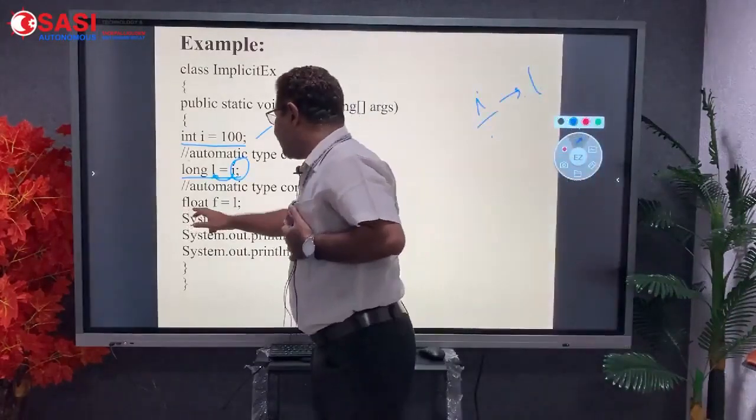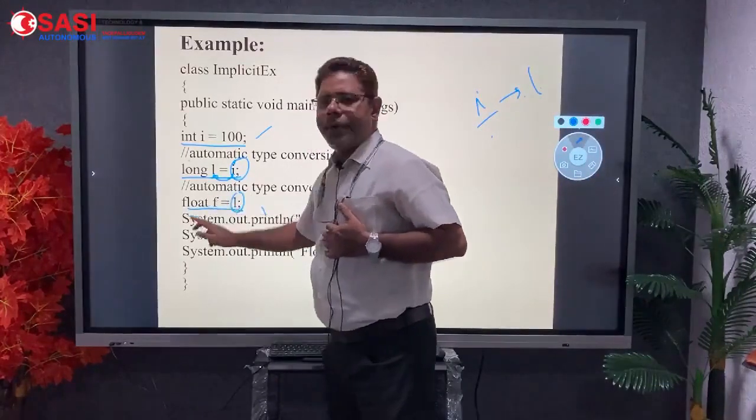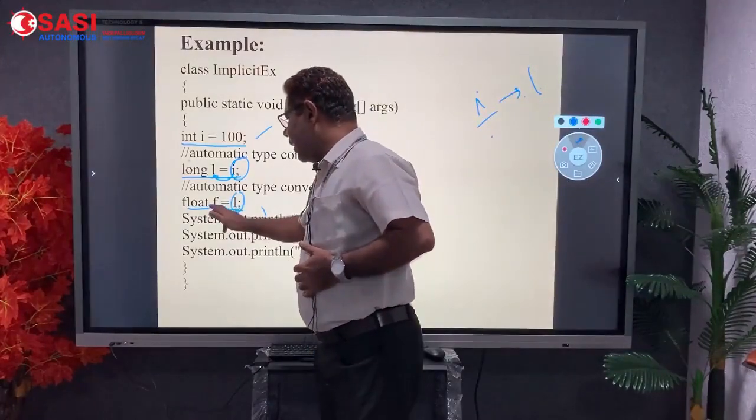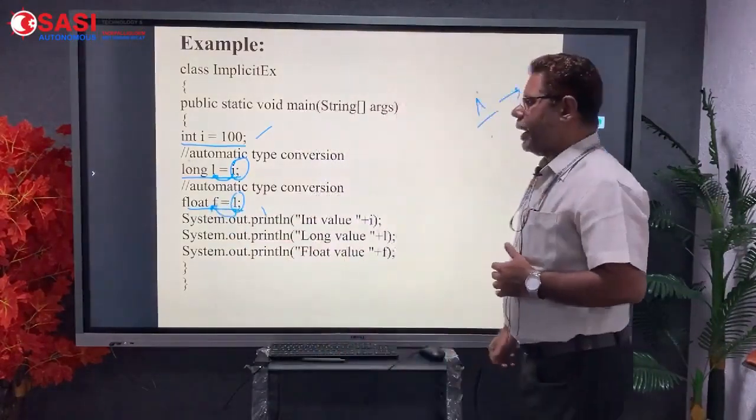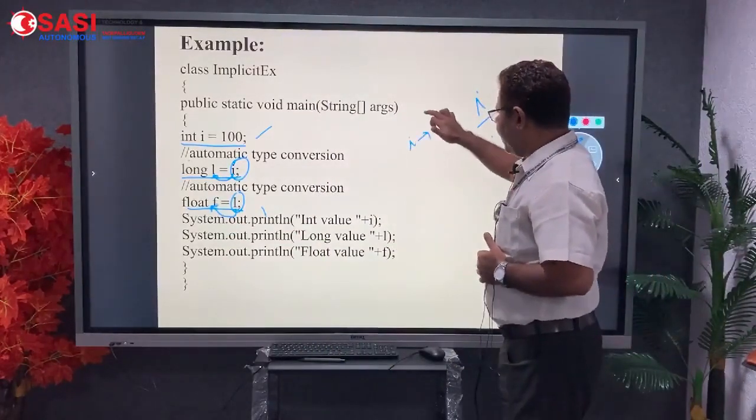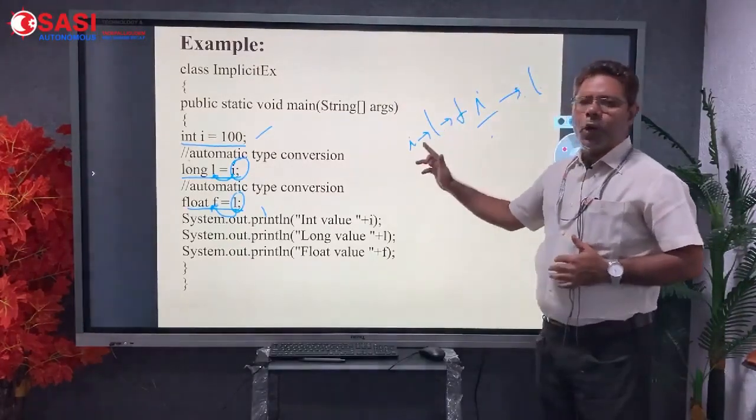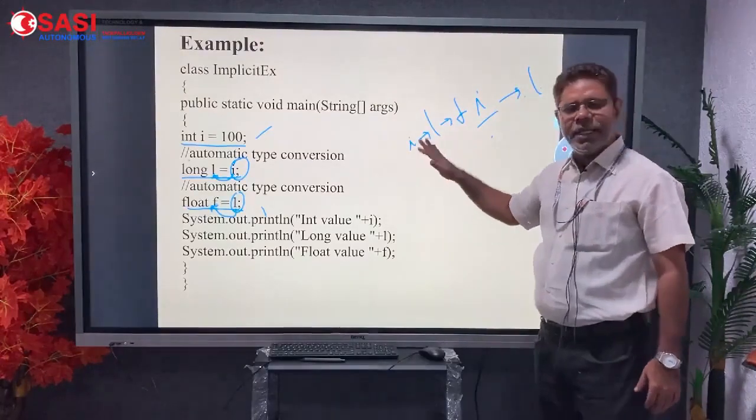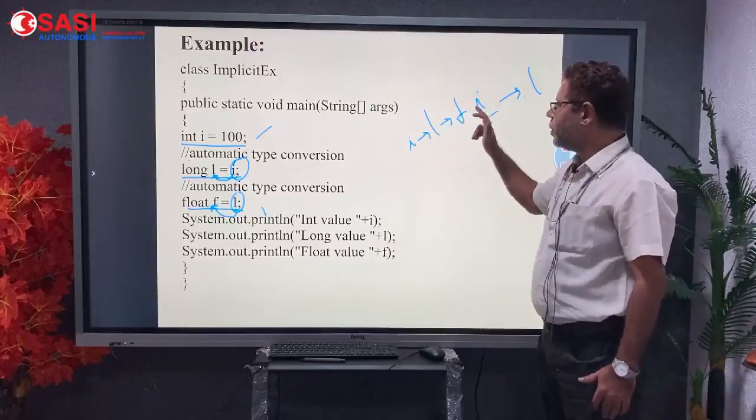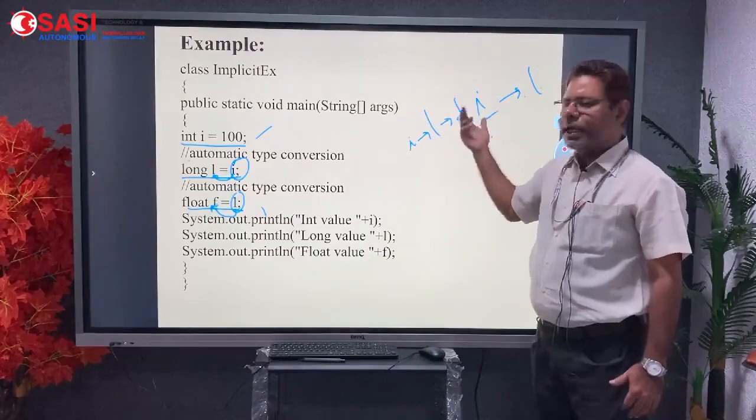Similarly, float f equal to L. So compared to L, f, the float data type, is the higher size. That's why L is converted into the float data type. So in this example, we are converting i to L, L to f. So i is the lower size compared to L, so it easily performs the conversion. Next, L is the lower size compared to the float, so this can also be done implicitly by Java.